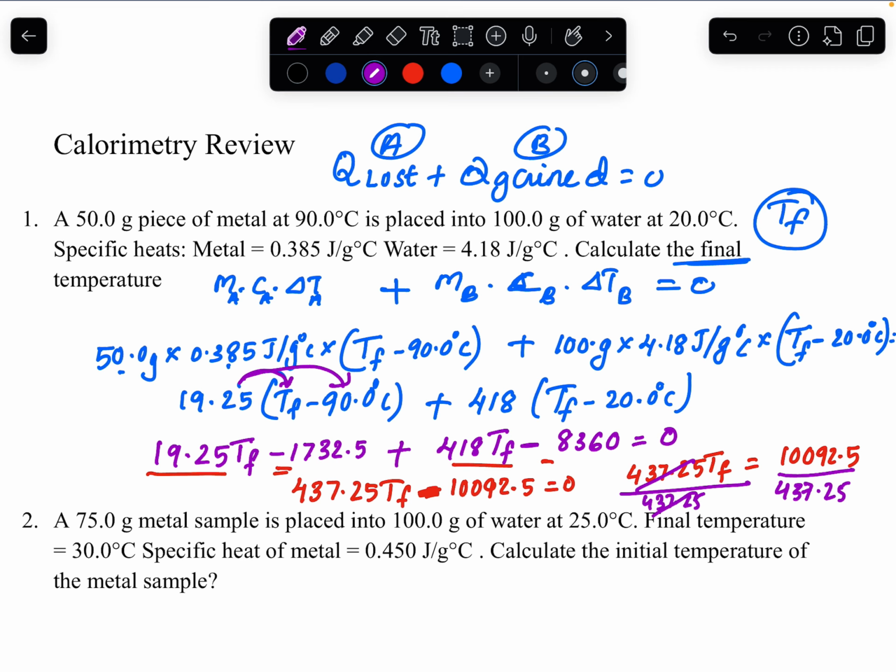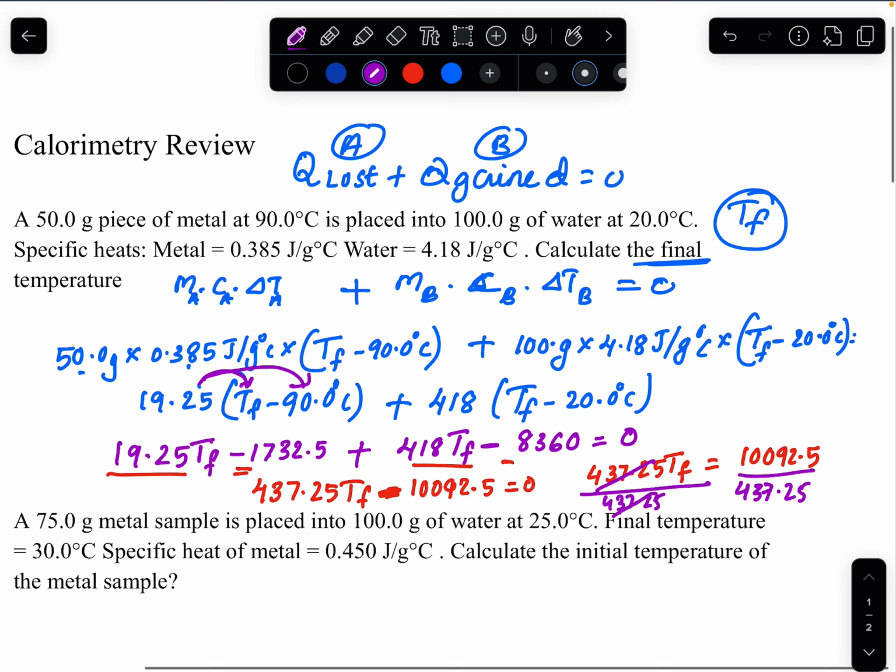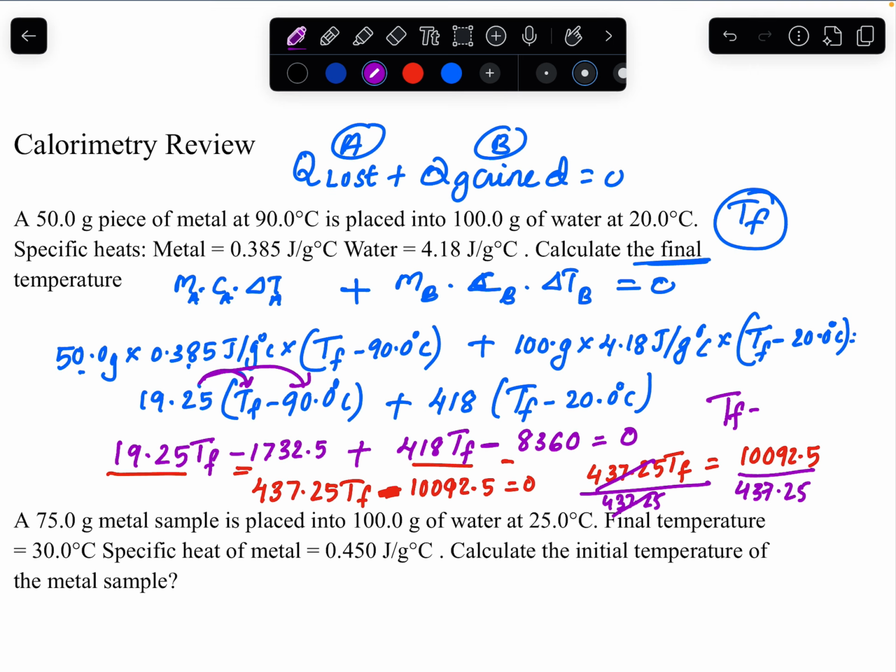So you will get an answer which is 23.081, and based on the sig figs we need 3 sig figs. So the final temperature is 23.1 degrees Celsius. That will be the final temperature.